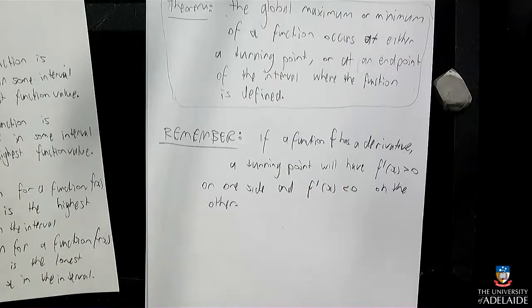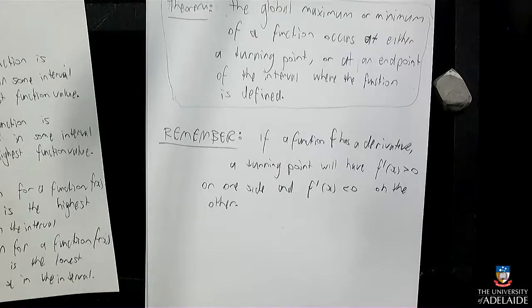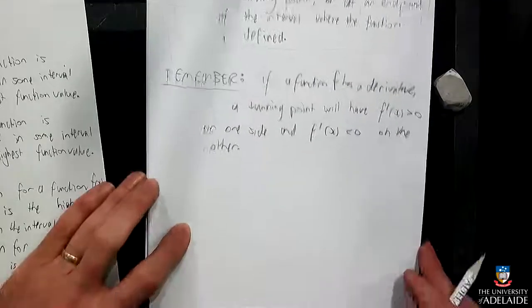And even better, we can tell even better what's going on with that. If it's got a negative derivative on the left and a positive derivative on the right, it's got to be a minimum, a local minimum. And if it's got a positive derivative on the left and negative derivative on the right, it's got to be a local maximum.